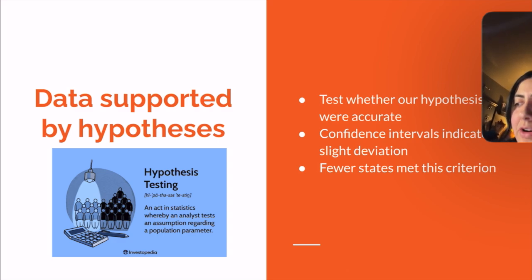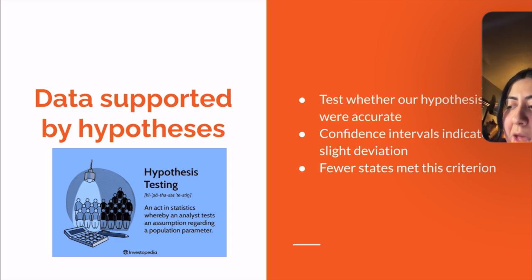The data collected allowed us to test whether our hypotheses were accurate. For the mean hypotheses, we proposed that the population mean number of murders in the US in 2013 was less than 5 per 100,000 people. The analysis of the confidence intervals indicated a slight deviation, suggesting that the actual mean was very close to 5, supporting the null hypothesis H0.